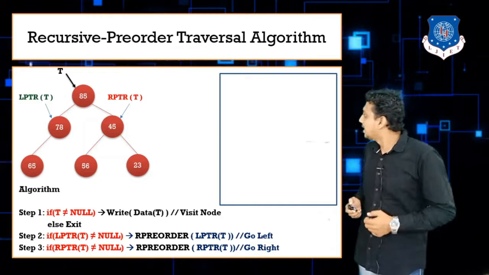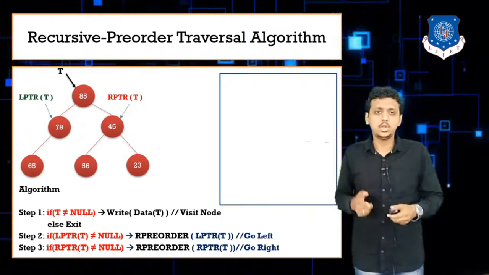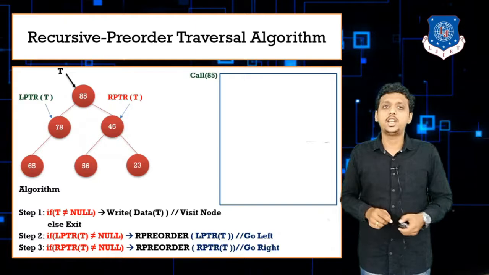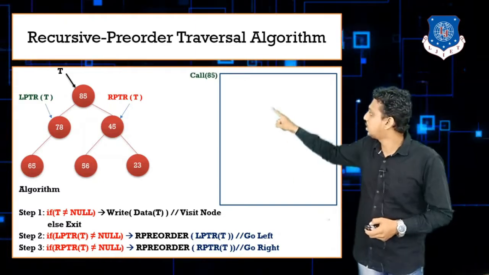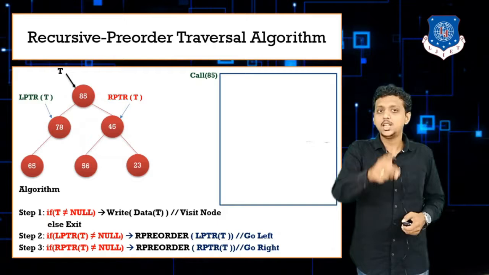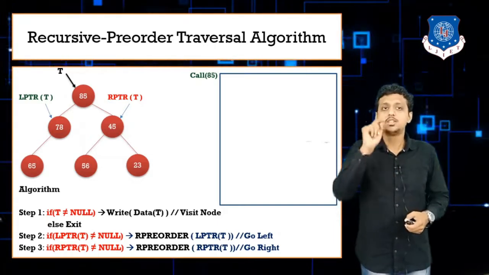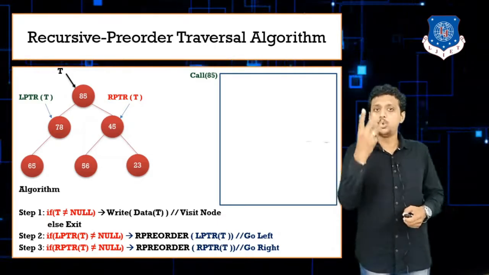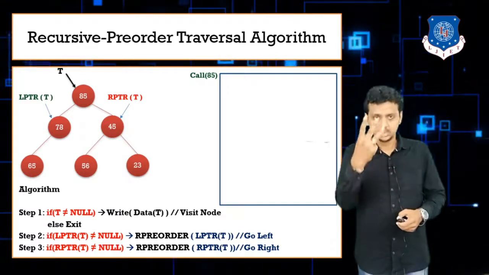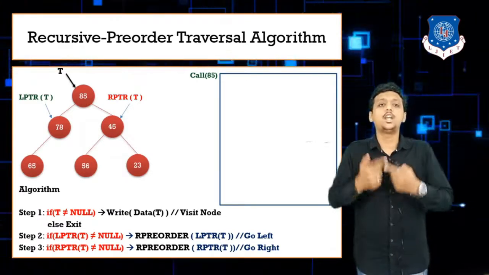Okay, so let's begin. First we have to call this function for 85. So call this function R pre-order for 85 only. At this point my T is pointing to 85. Okay, so let's begin step number 1, 2 and 3. Only 3 steps are there. Let's trace the algorithm for node 85.